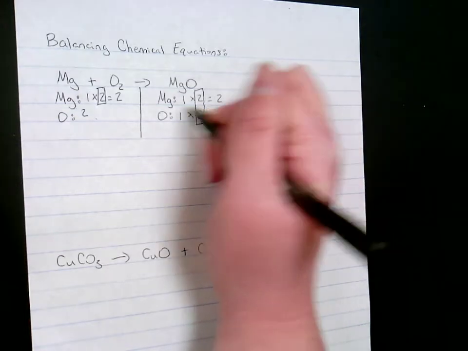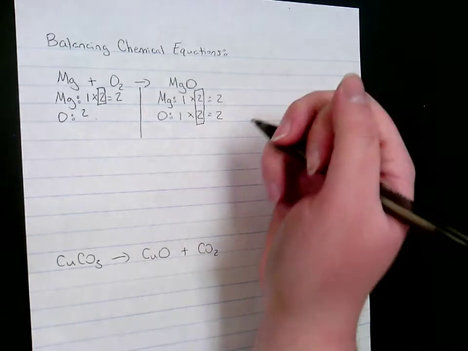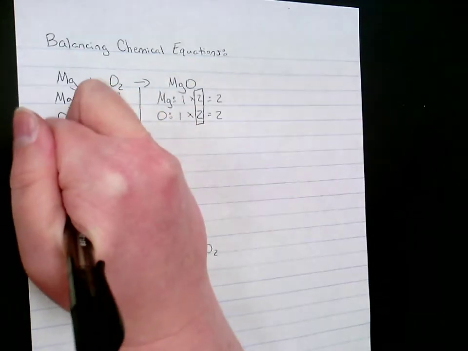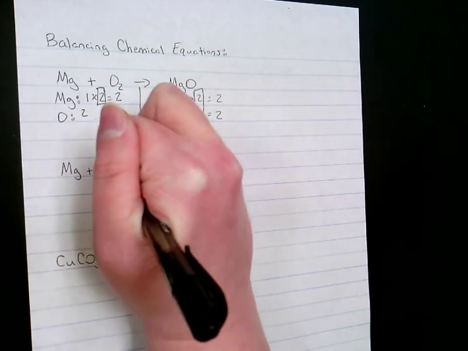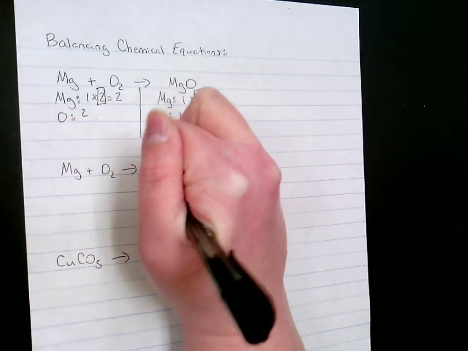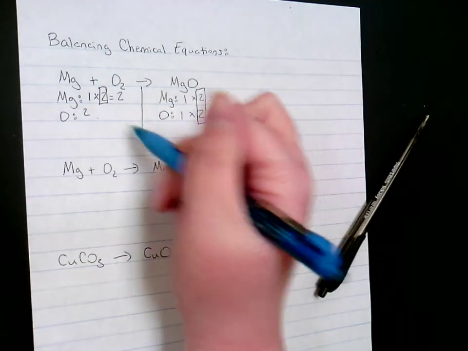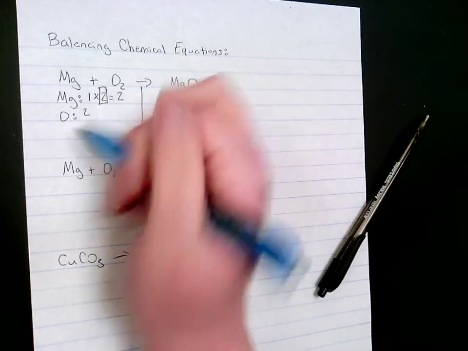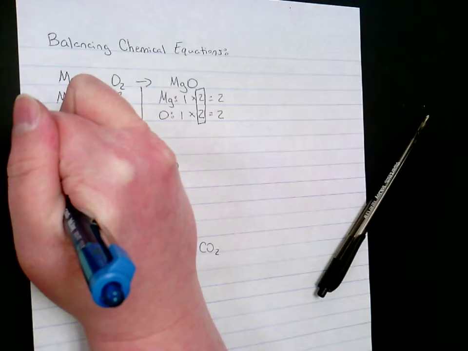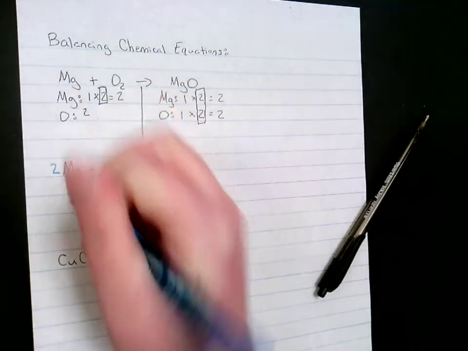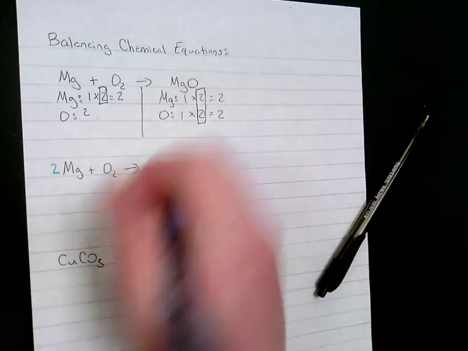So the things that I have multiplied by now become my coefficients. So when I rewrite this, it's going to be magnesium plus oxygen is going to be magnesium oxide. But now I'm going to add my coefficient. So I multiplied my magnesium by 2, which means that I'm going to put a coefficient of 2 in front of my magnesium. So this multiplier becomes my coefficient.